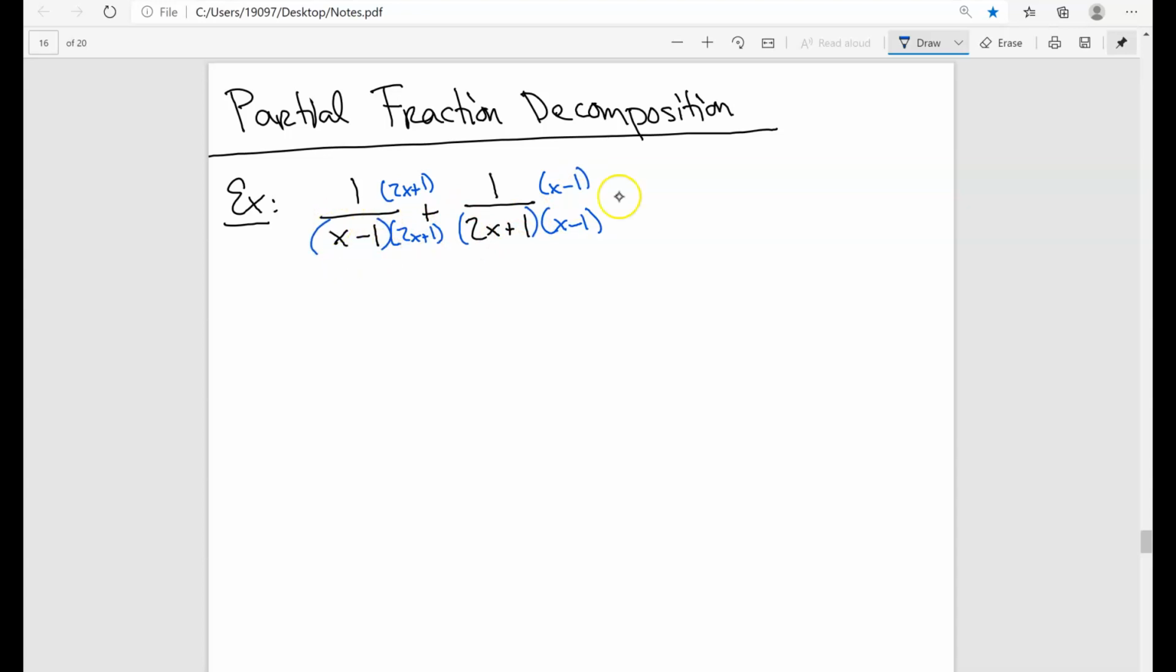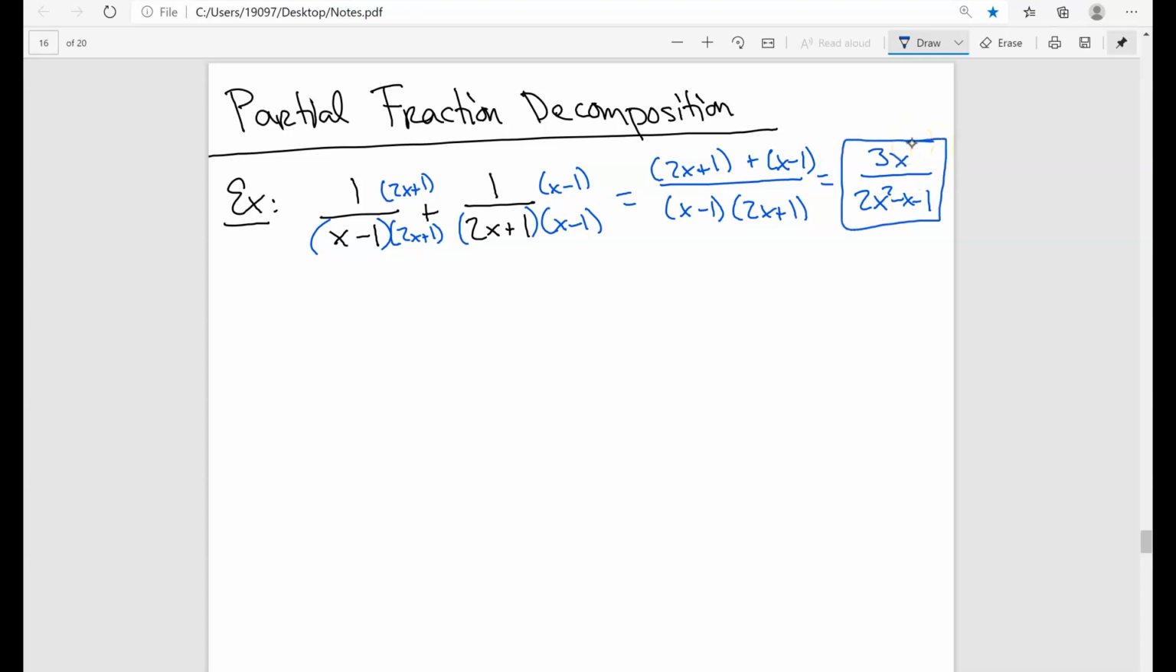Okay, so then when we do that, what you're going to end up with is a 2x plus 1 on the top. Now that the denominators are the same, it'll just be x minus 1, 2x plus 1. And then on the top, you're going to have a plus x minus 1. So then when I FOIL all this out, you're going to end up with 3x over 2x squared minus x minus 1. So this is kind of what you should have done in Algebra 1. But the whole point of this is that this is something that we've done a lot in algebra, but what we want to do is go backwards.